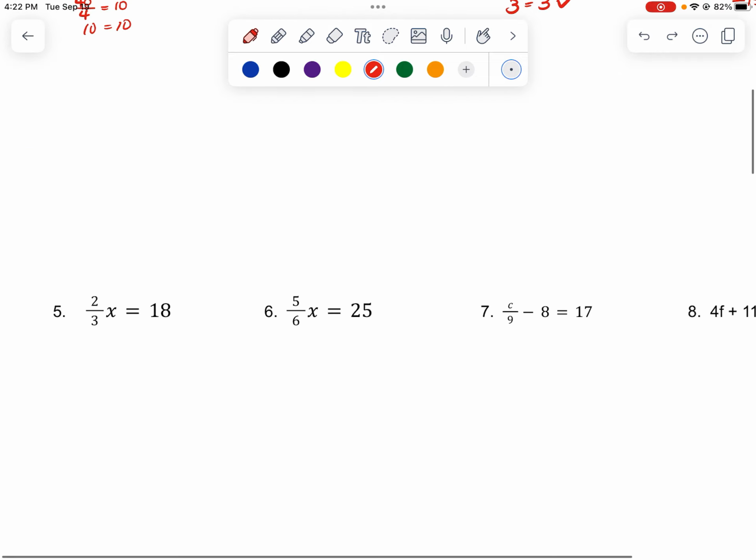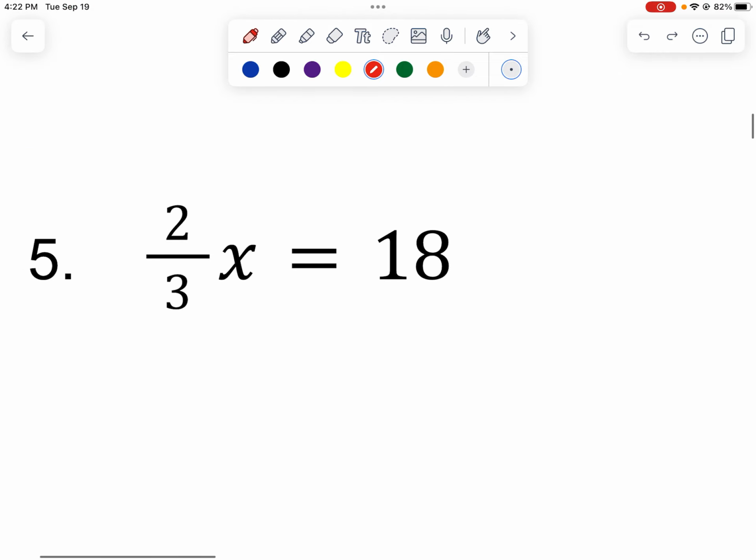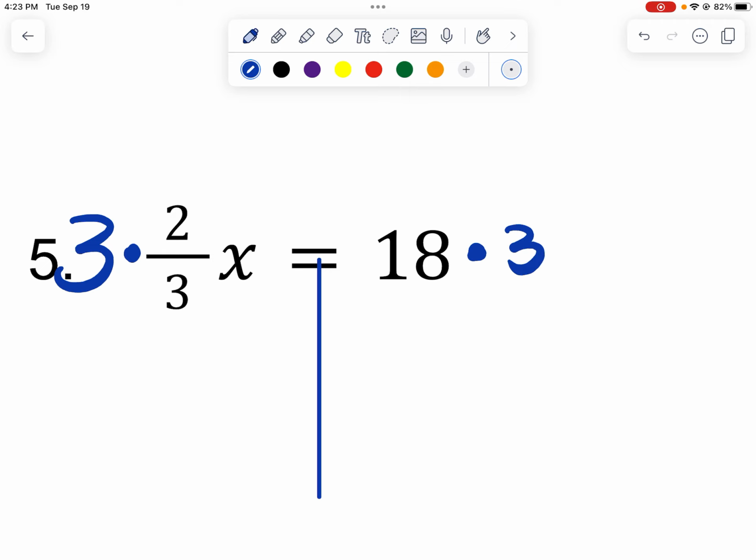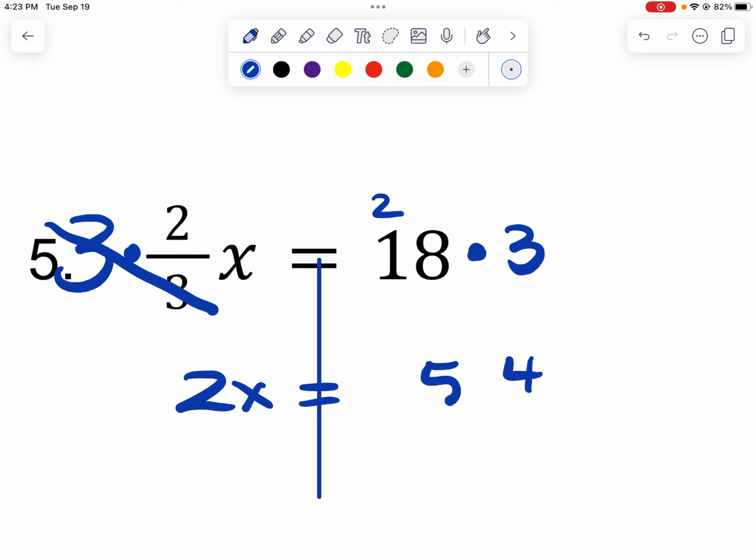Okay, down here, again, if we don't like our fraction, we're going to multiply both sides. Oops, I forgot this again. Multiply both sides by 3. That cancels that out, so I'm left with something that is not a fraction. That's going to be 24. That's 54. I'm going to divide both sides by 2.